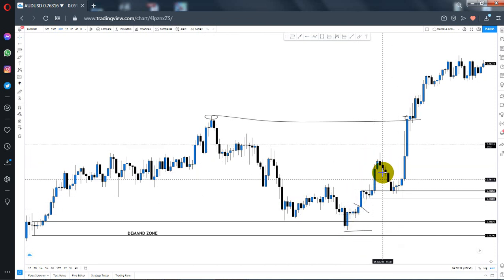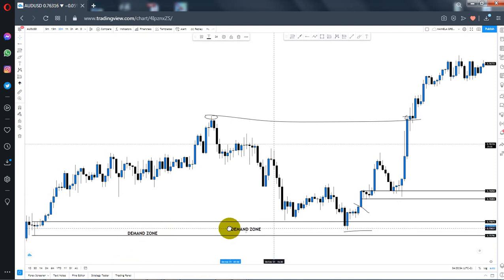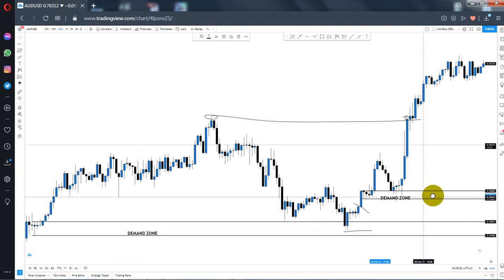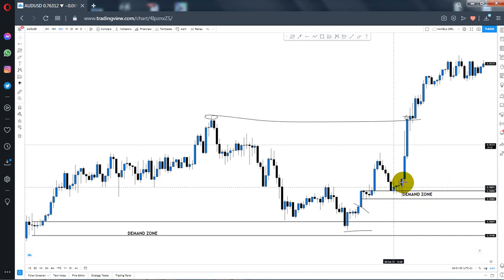Then they rejected here, then they rejected towards your base, your first attempt base, which is this one, which is also a demand zone here. Let me copy this one, which is also your demand zone here. Then you can see the movement out of the demand zone was very weak, meaning that you would have bought around this point after this pin bar here.